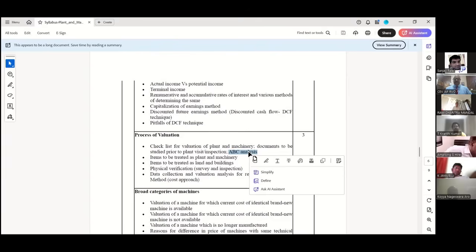ABC analysis means you are making the sequence of priority for the inspection of the assets. Which asset you will inspect first, second, third, and last. So how will we identify the priority? It is based on the cost involved in the establishment of the facilities, production facilities.